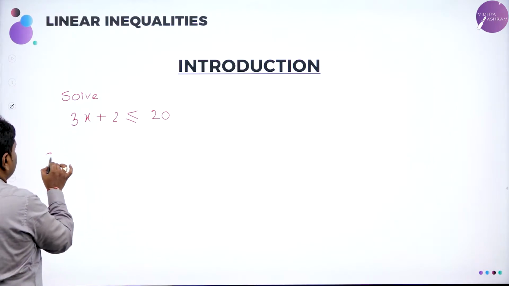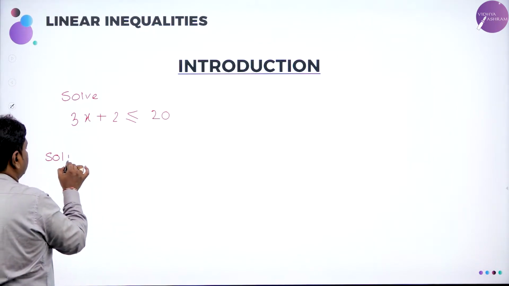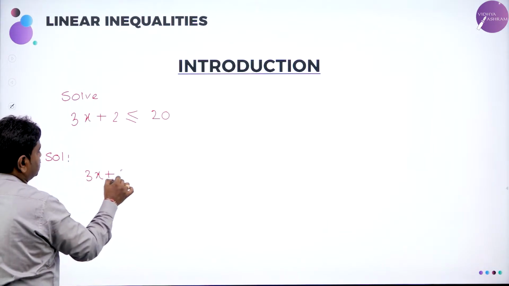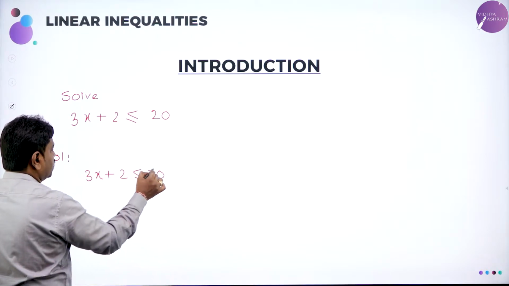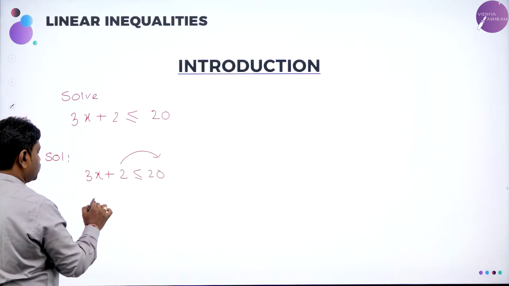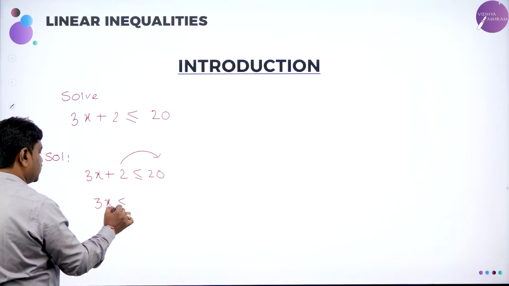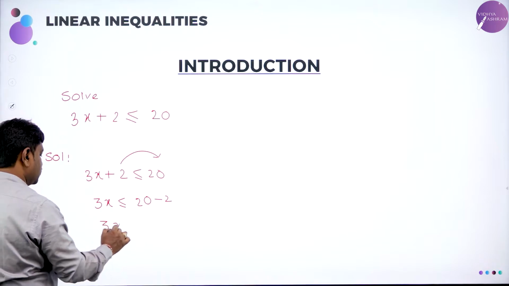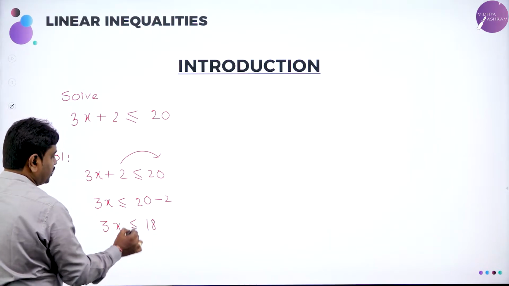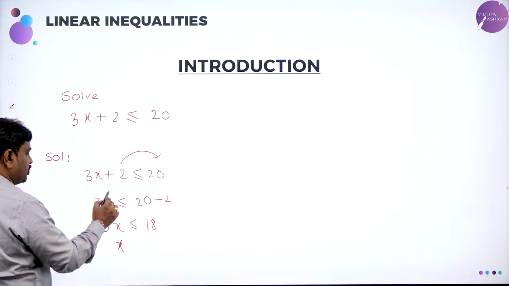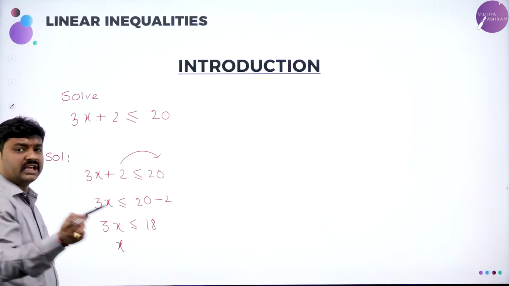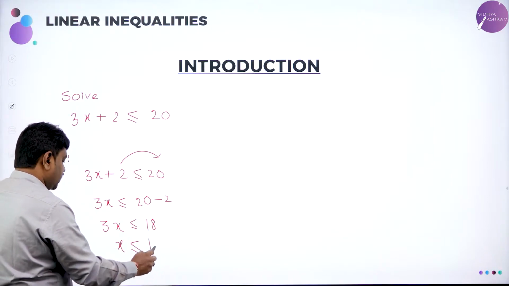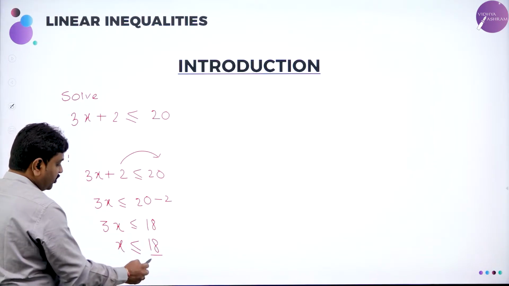So now how to solve this? The solution is simple. 3x plus 2 is less than or equal to 20. Transfer plus 2 to the RHS. So it will become 3x less than or equal to 20 minus 2. That is 3x less than or equal to 18. Plus 2 goes to that side and becomes minus 2, like in equality. And x less than or equal to 18, the 3 comes down and it will become divided by 3.